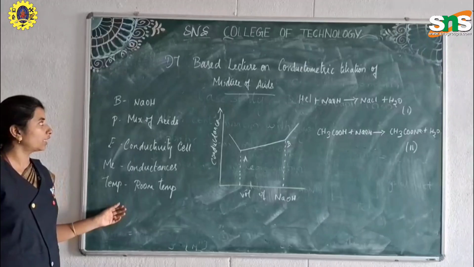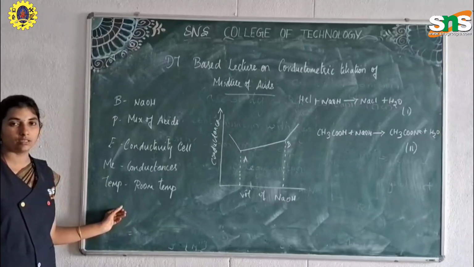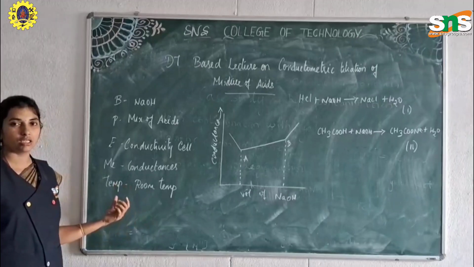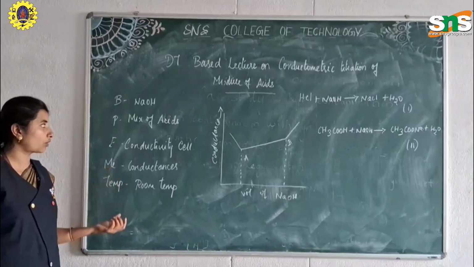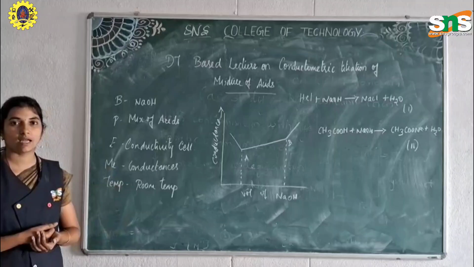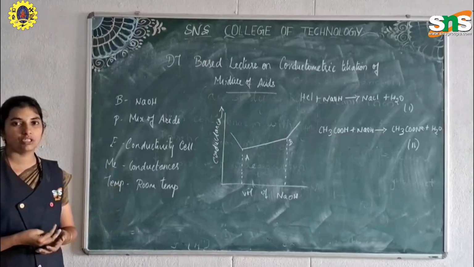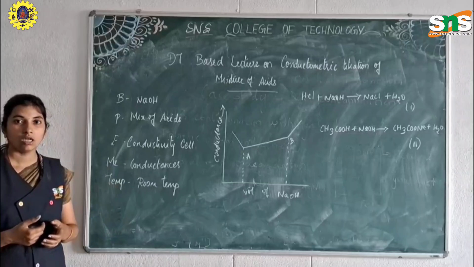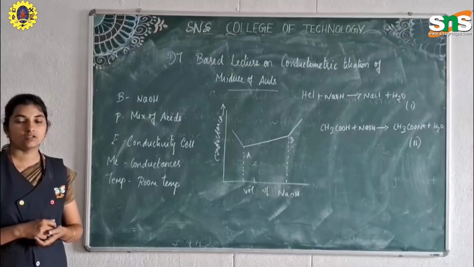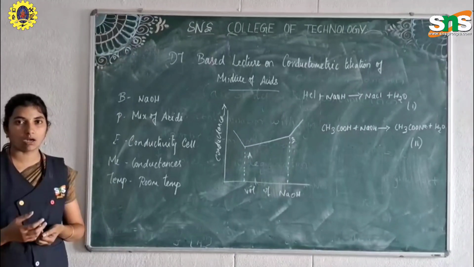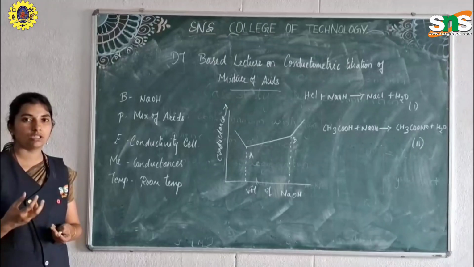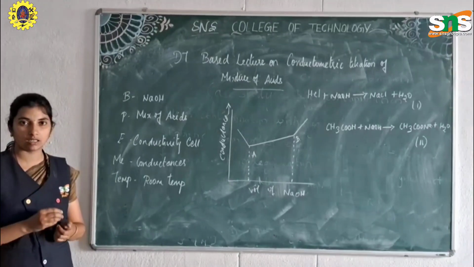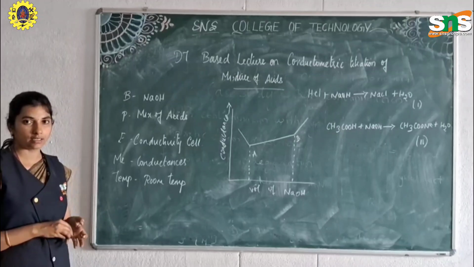So I am telling about the procedure behind this and how the experiment can be handled. I take a burette solution of sodium hydroxide, and in the conical flask I add 20 ml of the mixture of acids. To dilute this solution I add 20 ml of distilled water, making 40 ml of solution in the beaker. The conductivity cell is immersed in this solution to measure the conductance from the conductivity meter.